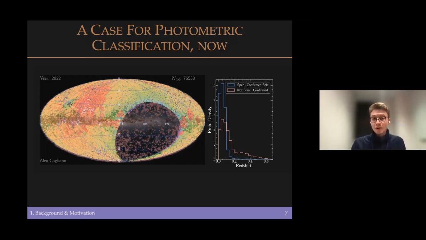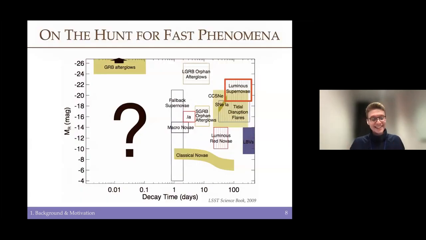Hopefully that drives home the point that we need photometric typing of new transients, in my case, predominantly supernovae. And now there's a question of why you might want to do it quickly. So here is a plot of the phase space carved out by different classes of transients. No doubt many of you have seen lots of different variants of this plot.